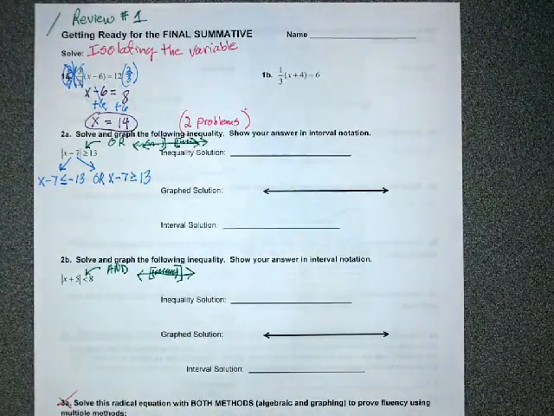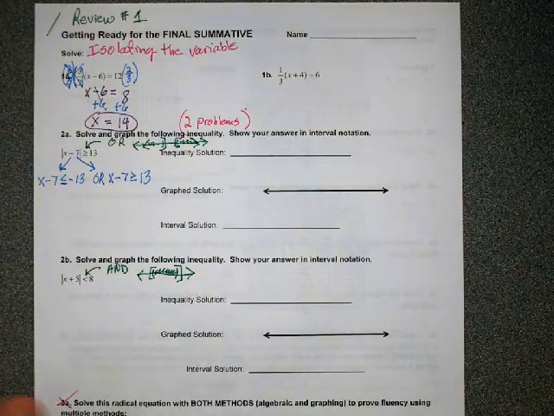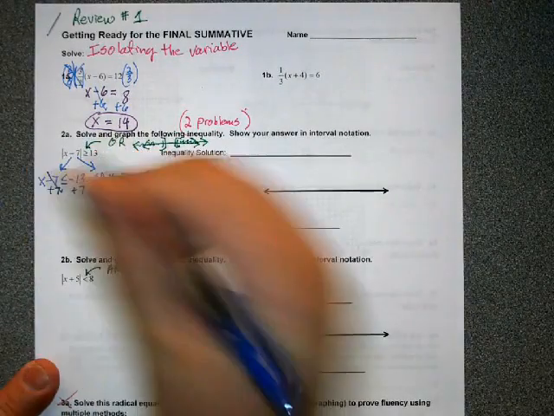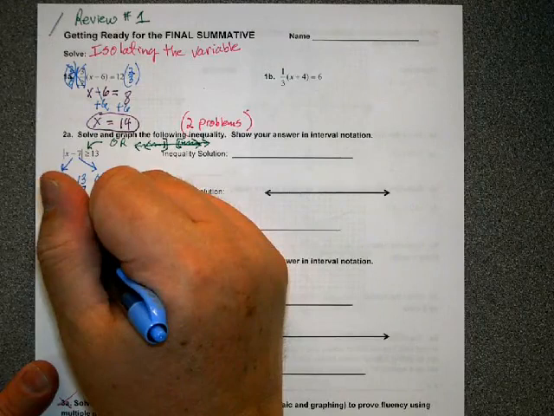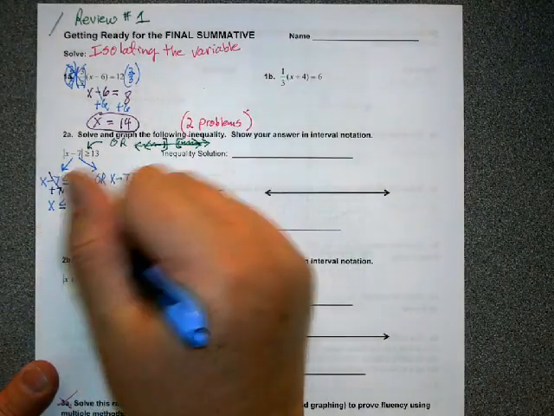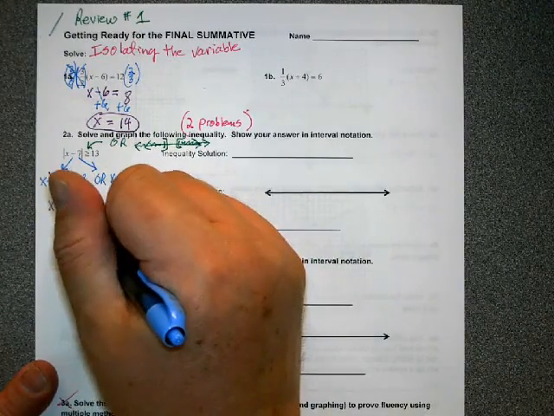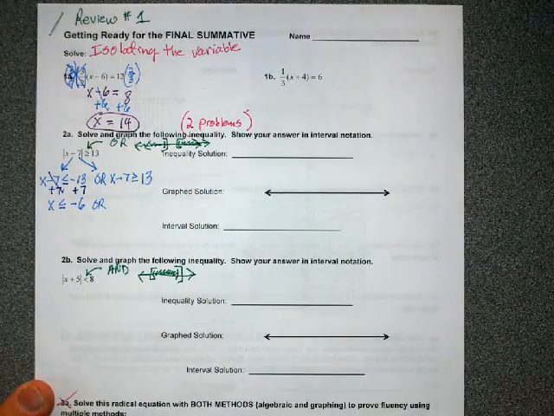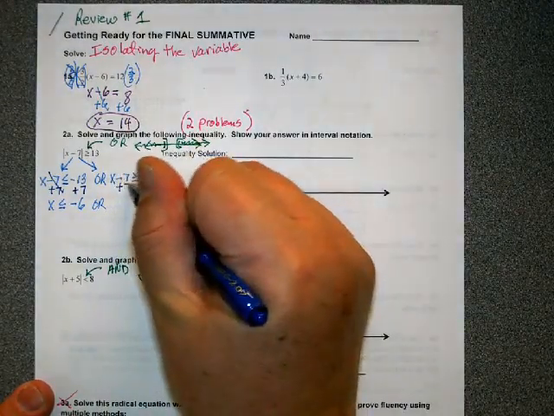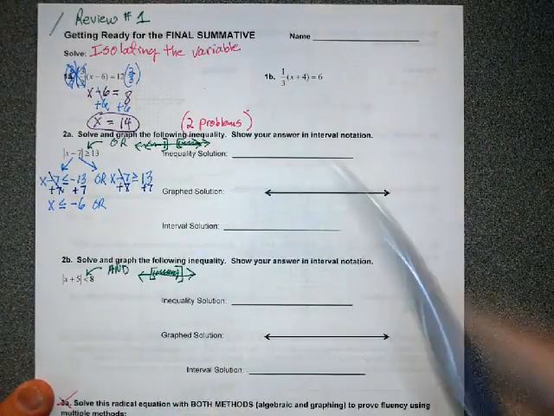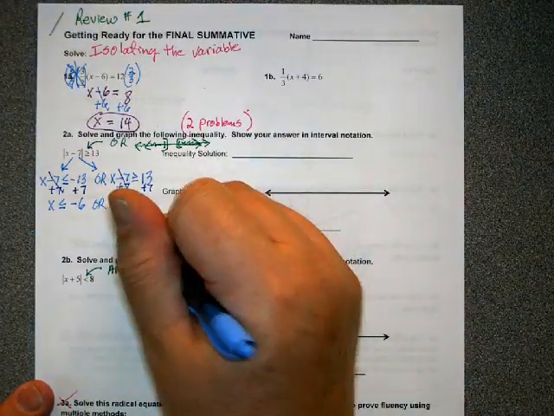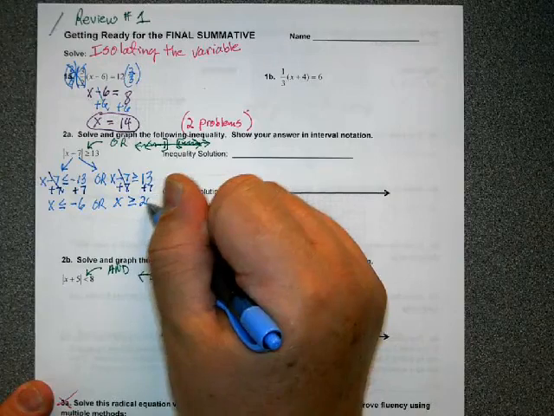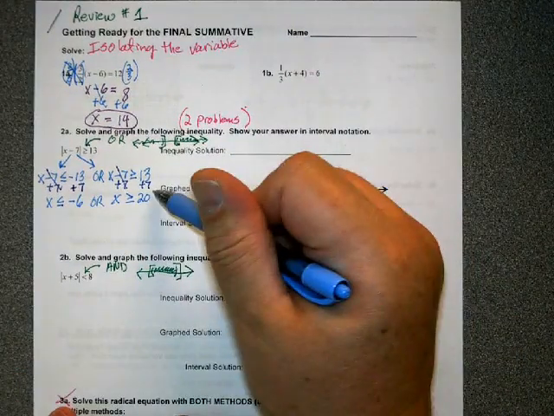And then I've got 2 problems to solve. So I'm going to add 7 to both sides. I get x less than or equal to negative 13 plus 7, negative 6. Do the same thing to the other side. Add 7, add 7. X is going to equal, greater than or equal to 20. That is my inequality solution.